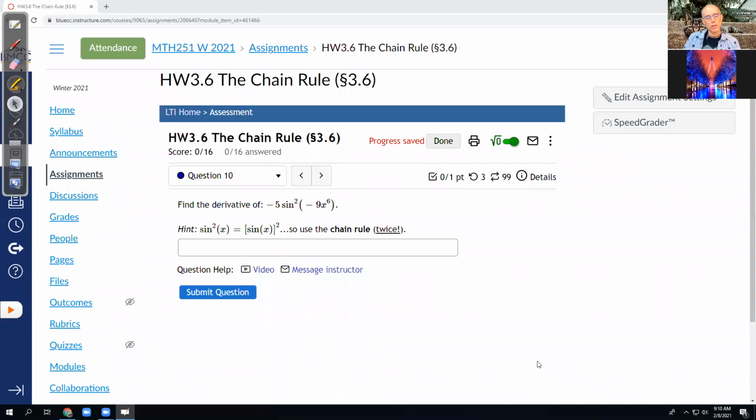All right, so we want to find the derivative of this function, and there's a lot of things going on here. We have a reminder that the sine squared written this way is the whole sine times itself. And so that's important to know. So we have a bunch of functions here. Let's copy that.